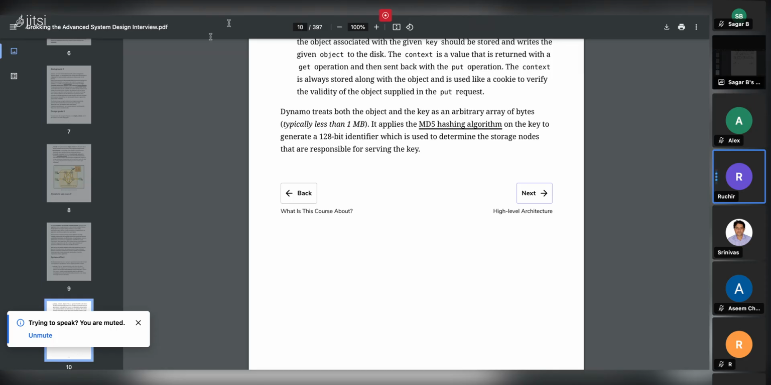And another thing is they do MD5 here. So MD5 is used to identify the node where that key is stored. They do that MD5, and once they reach the node, how do they identify my specific record, my specific key? Does anybody know that?